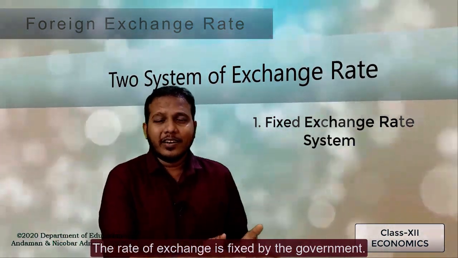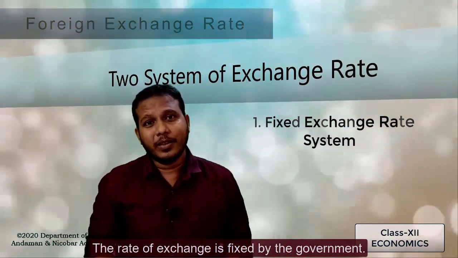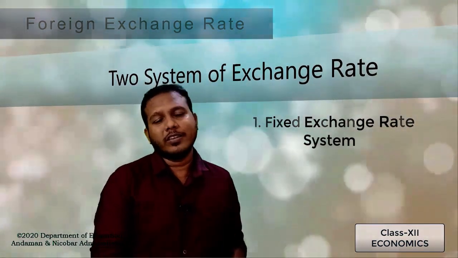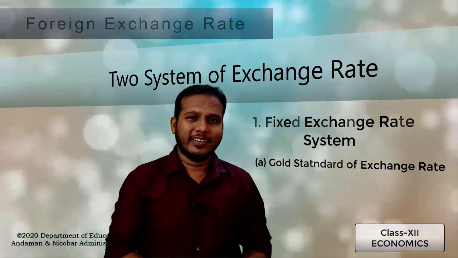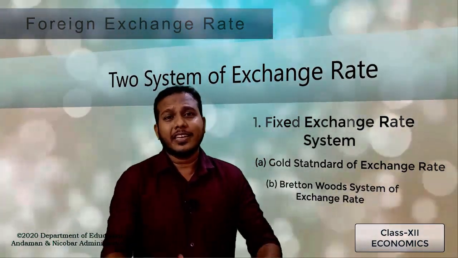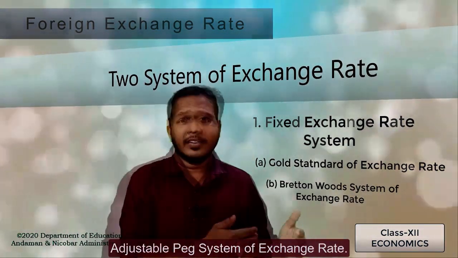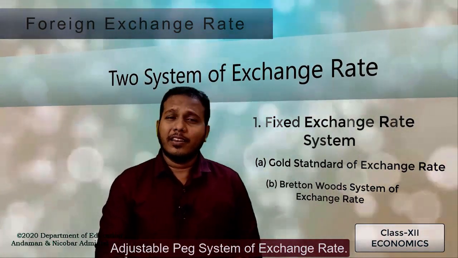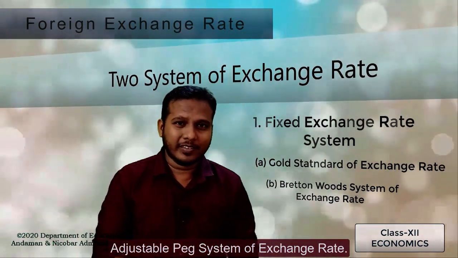So this exchange rate of foreign currencies is fixed by the government. As I told you, it is fixed by the government. And further, the system is classified into two types, where the first one is called the gold standard system of exchange rate, and the second one is the Bretton Woods system of exchange rate, or otherwise it can also be said to be the adjustable peg system of exchange rate. These are the two systems followed by the world economies from 1920 onwards. So now we will study this fixed exchange rate system one by one.